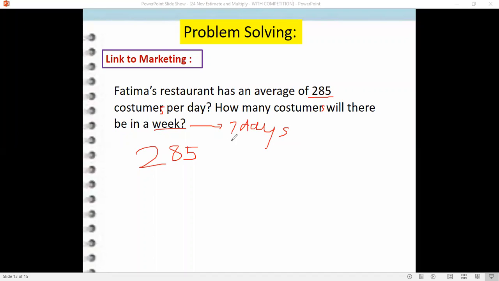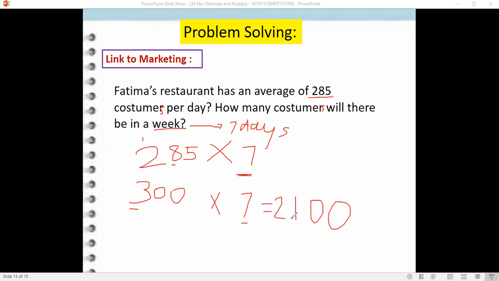Okay, so we are going to multiply times 7. Since this is only one digit, so we will keep it the same as it is. We are not going to round. Then let's round only 285. So this is 5 or more, therefore it will add one more, so that will be 300. Then the next thing you're going to do is 7 times 3, so 21 and 2 zeros. So there are 2,100 customers in a week. All right.